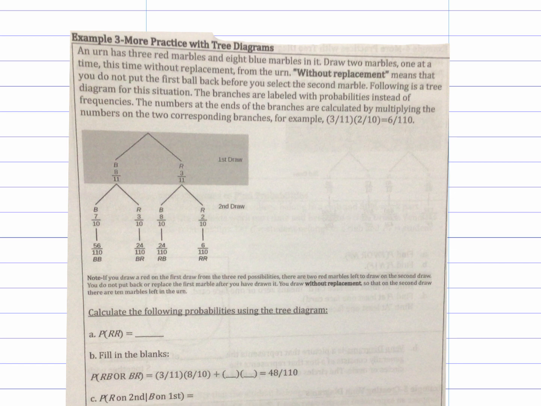Example 3, more practice with tree diagrams. An urn has 3 red marbles and 8 blue marbles in it. Draw 2 marbles one at a time, this time without replacement from the urn. And you guys know what without replacement means. The branches are labeled with probabilities instead of frequencies. The numbers at the end of the branches are calculated by multiplying the numbers on the 2 corresponding branches. For example, 3 11ths times 2 tenths equals 6 110ths.